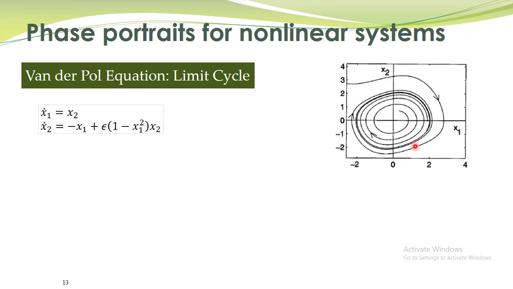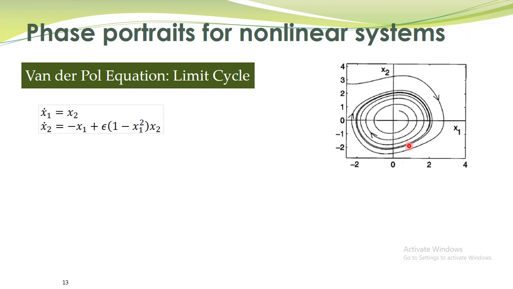After a certain time, again trajectories will converge to this orbit, and again the amplitude will become the same. And if a disturbance causes this trajectory to move from here to here, what will happen? Here inside this circle, these trajectories are growing. So the trajectory will grow again to reach this orbit. And this kind of phase portrait is called a limit cycle.